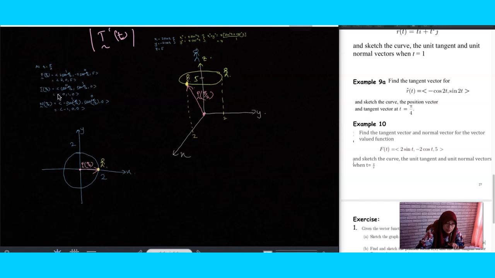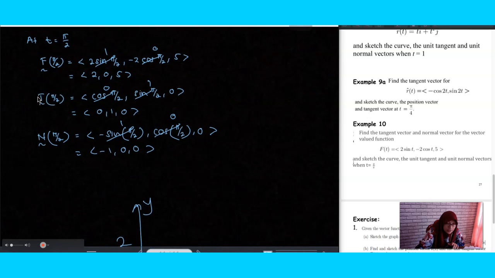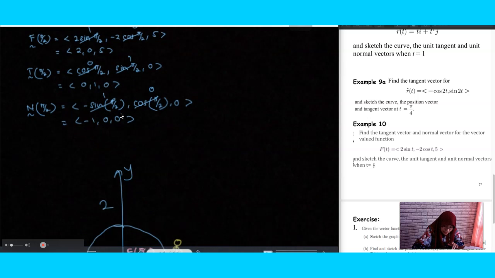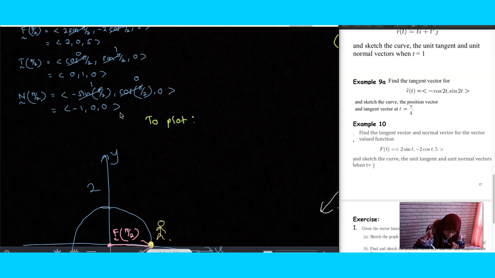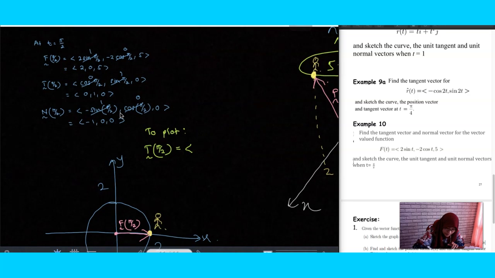Okay, so now again, for plotting, you cannot use this direct value. You have to add it to your position. Okay, this one you have to add. So 0 plus 2, 2 plus 0, 0 plus 1, and 5 plus 0. So here I put to plot the T at pi over 2. Your new point should now be 2 plus 0, so you got 2, and 0 plus 1, you got 1, and then 5 plus 0, you got 5.